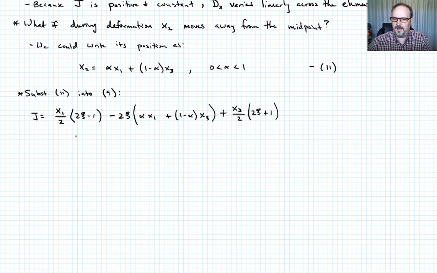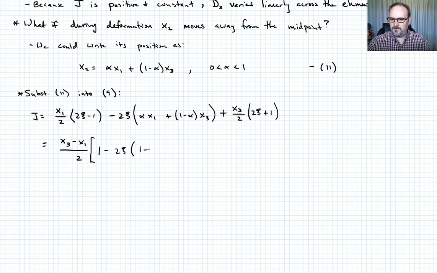You can go ahead and carry out the algebra. It's 3 or 4 lines down. I'm just going to skip, and I'm going to give you the conclusion. The conclusion is that it comes out to be x3 minus x1 divided by 2 times the quantity 1 minus 2c times the quantity 1 minus 2 alpha. Okay? Let's call that equation 12.